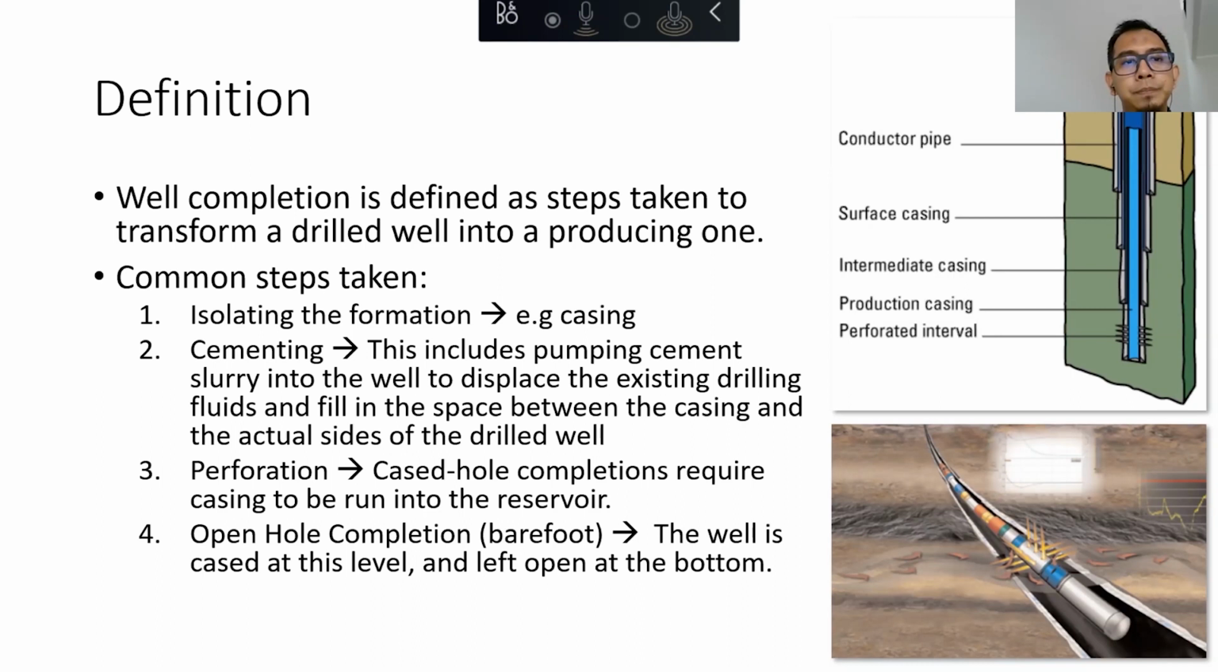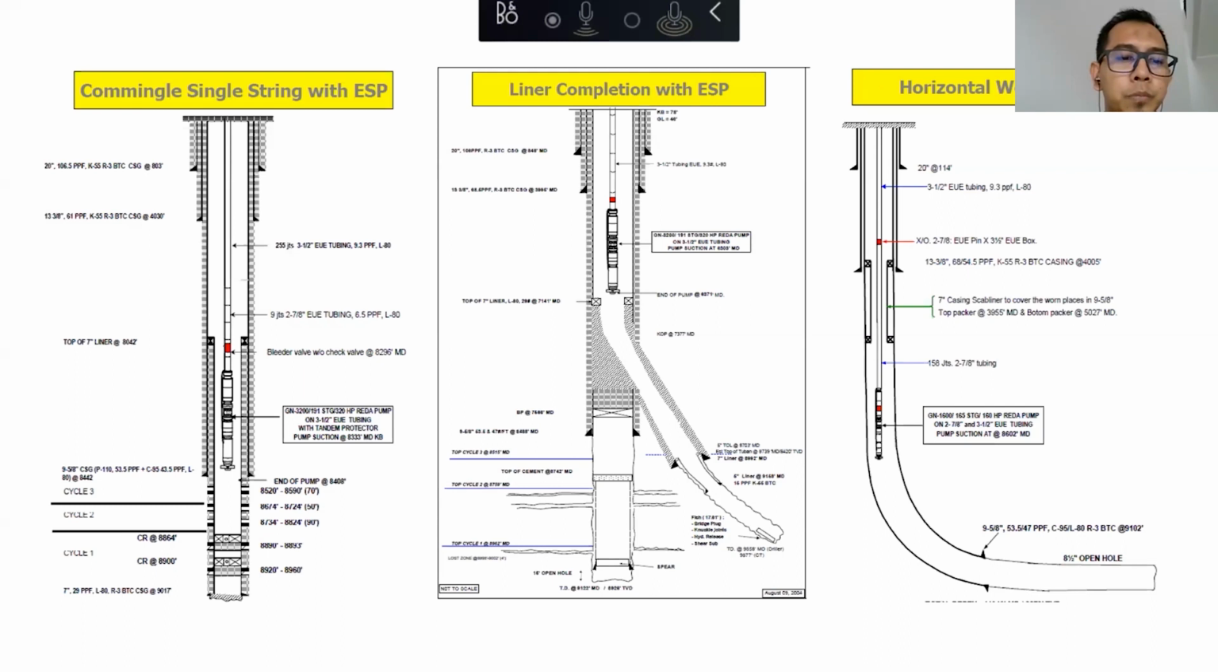Here's also a sample of well completion for you guys. There's a commingled single string with ESP, liner completion with ESP, horizontal well with ESP. So these samples here, all of them are using electric submersible pumps. But in this case, they're using the ESP at, what's the ideal?